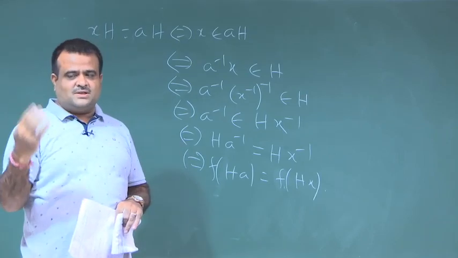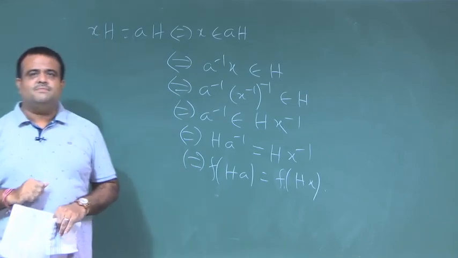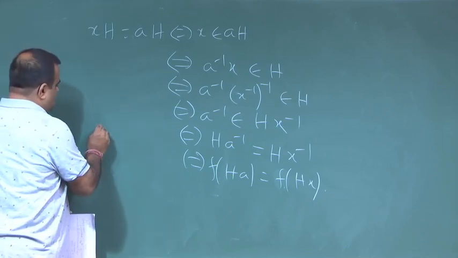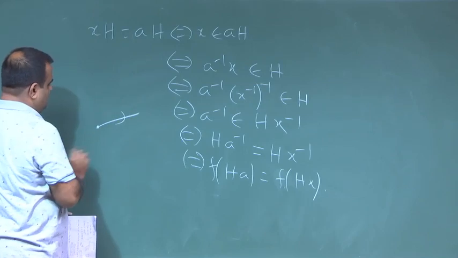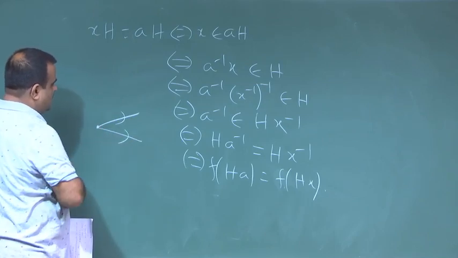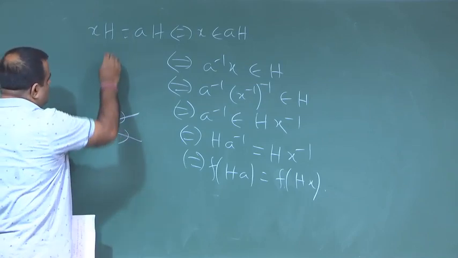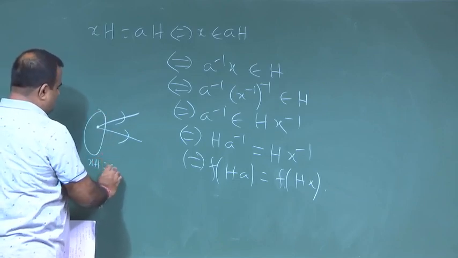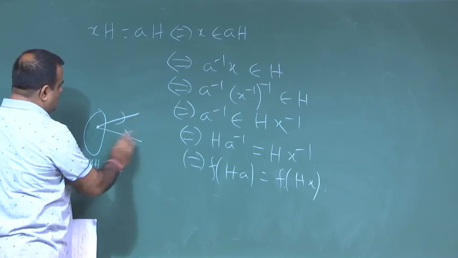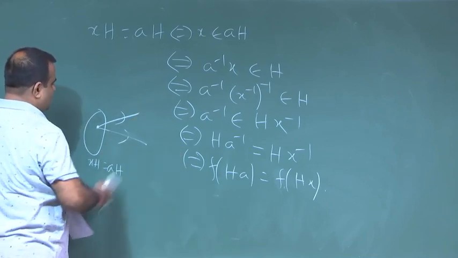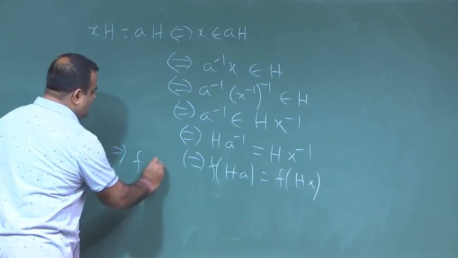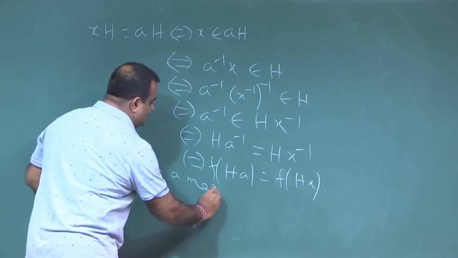So, this is a mapping basically. This is a valid mapping. Mapping means one element must go to a single image. This is not a mapping. Okay. So, we take this set, which is the same as x H, which is a H. So, they are going to the same element. So, that is a mapping. So, this says that F is a valid mapping.